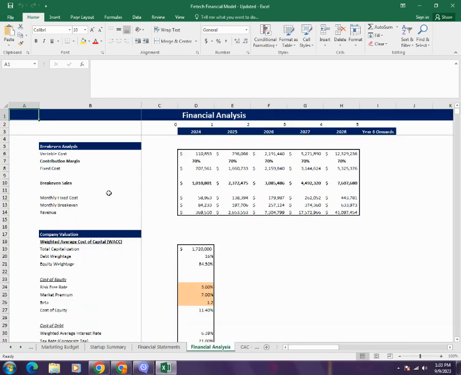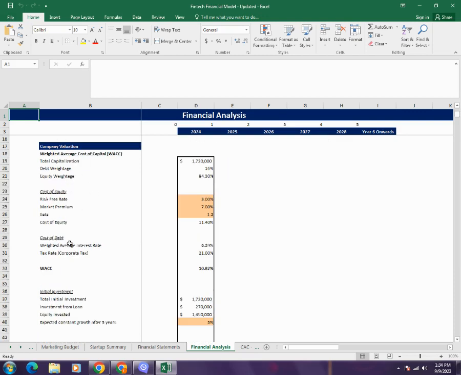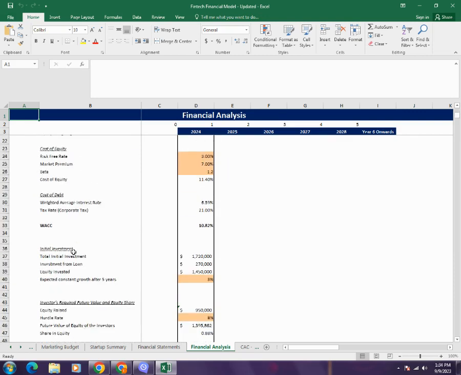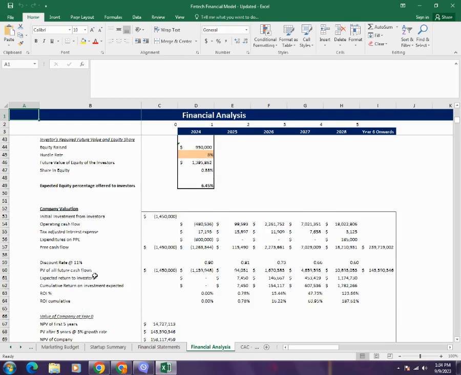Then comes the financial analysis. The financial analysis is the most important sheet, which helps you to understand and make financial decisions for the company. The break-even analysis tells you about the break-even sales, whereas the company valuation tells you about the WACC, weighted average cost of capital, as well as the expected equity percentage that can be offered to the investors.